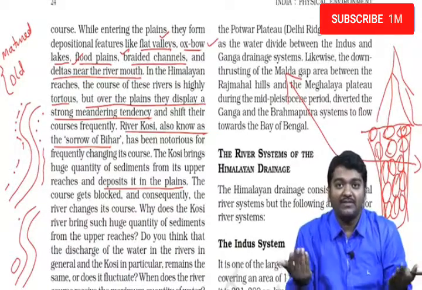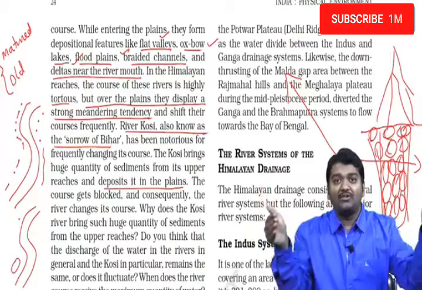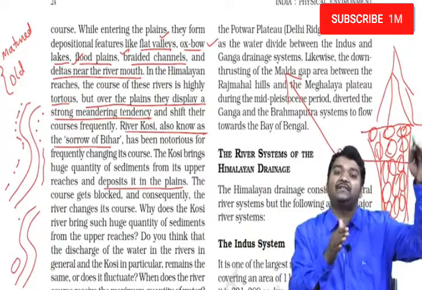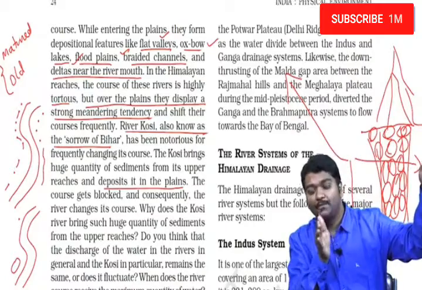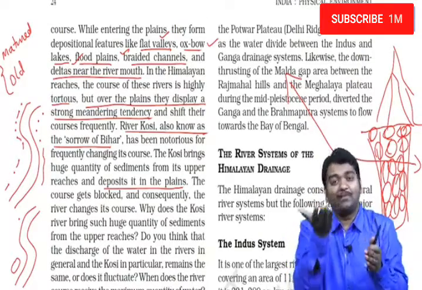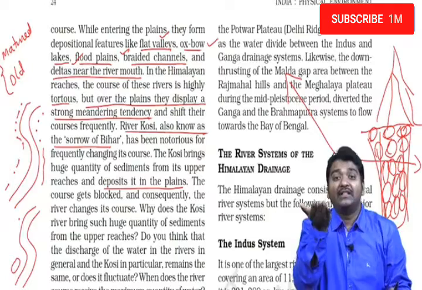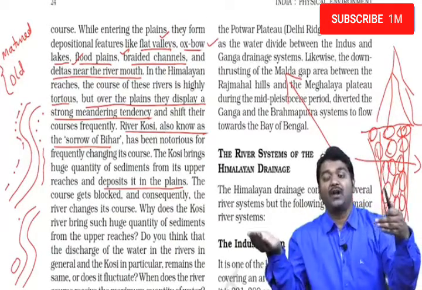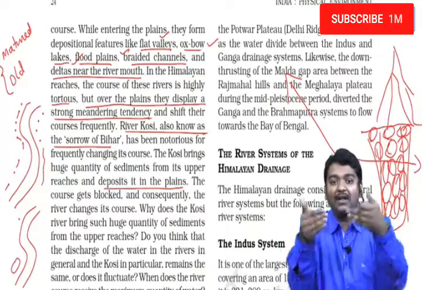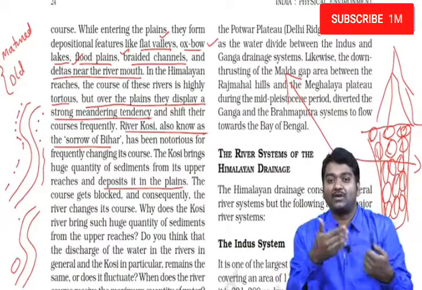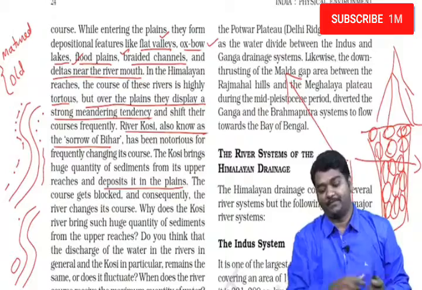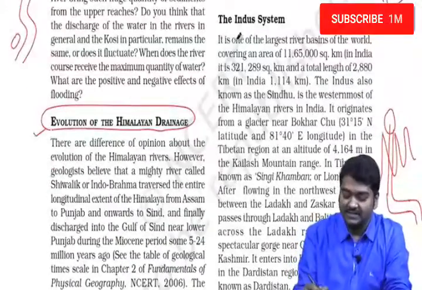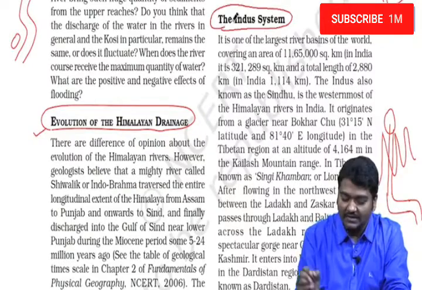Here what are we observing? If you look, they are all together. Once the Delhi ridge came, they separated the Indus and the Ganga. And when it comes to the Meghalaya or Malda plateau, this actually separated the Ganga and the Brahmaputra. So they were coming together and meeting, but they turned southwards because of the Malda Gap. Now, let us take the Indus system and read about this in detail.